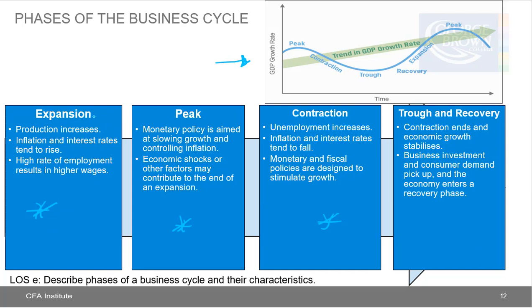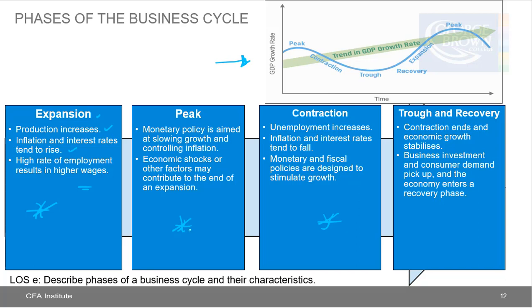When we're looking at the expansion phase, production increases. That's fairly intuitive. But we need to also look at what's happening with inflation and interest rates. So inflation and interest rates tend to rise during the expansion, and there's a high rate of employment resulting in higher wages. Now, I think that's fairly intuitive. The economy is expanding. Inflation and interest rates are tending to rise as the economy heats up, and a high rate of employment results in higher wages. And of course, production is increasing.